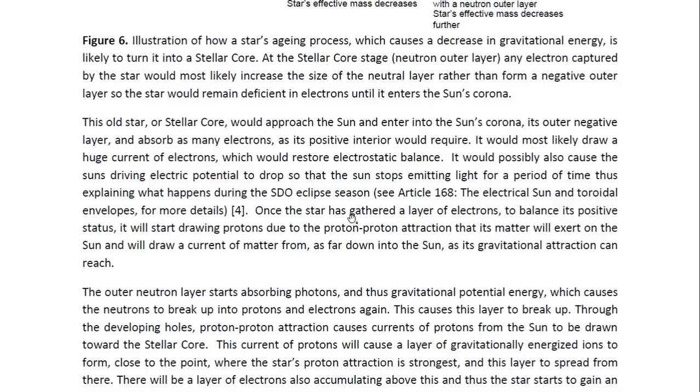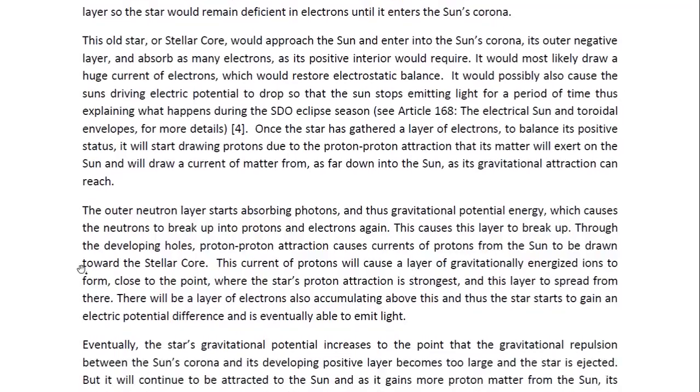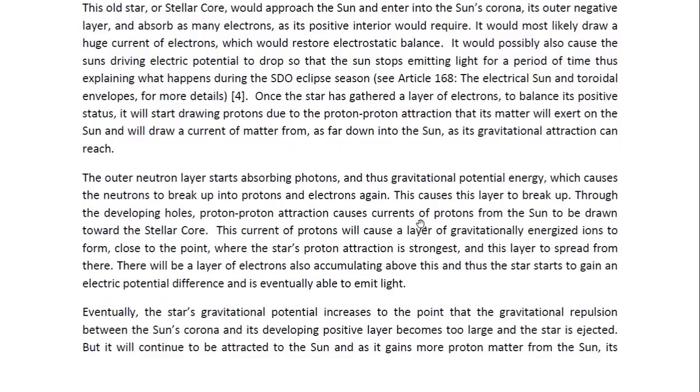Now, once the star has gathered a layer of electrons to balance its positive status, it will start drawing protons due to the proton-proton attraction that its matter will exert on the sun, and will draw a current of matter from as far down into the sun as its gravitational attraction can reach. The outer neutron layer starts absorbing photons and thus gravitational potential energy, which causes the neutrons to break up into protons and electrons again. This causes this layer to break up. And then through the developing holes, proton-proton attraction causes currents of protons from the sun to be drawn toward the stellar core.